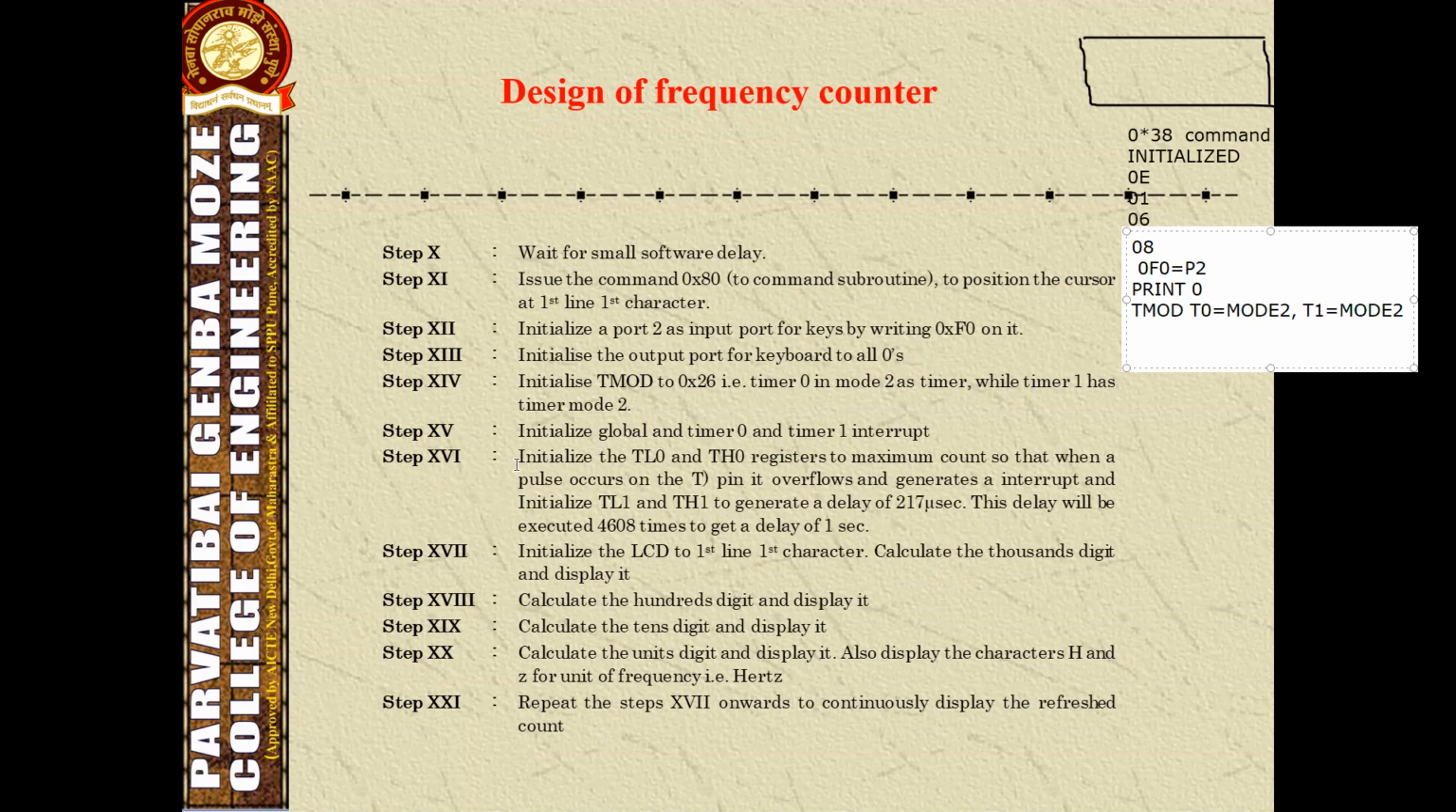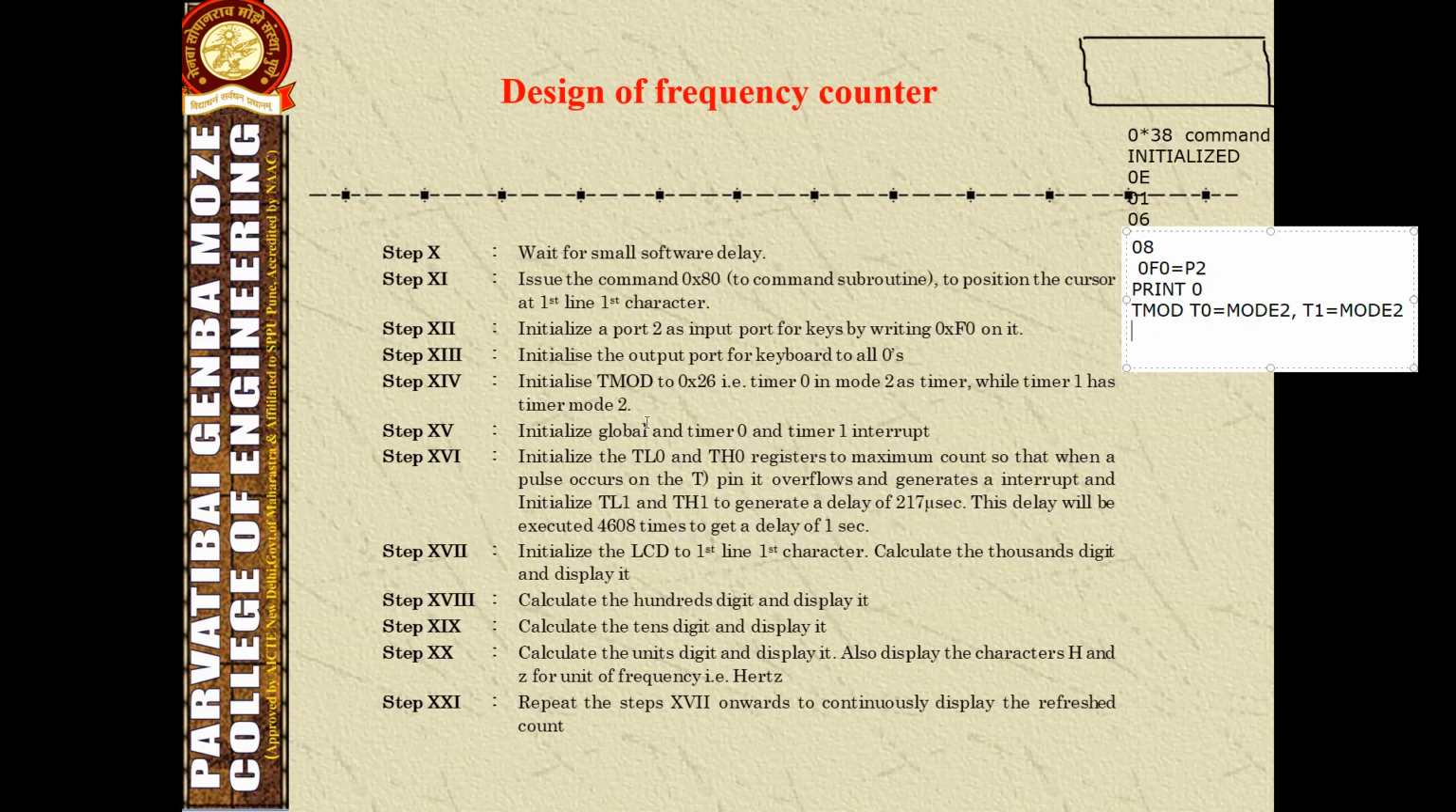Then again we have to initialize the TL0 and TH0 registers to the maximum count, so that when a pulse occurs on the T pin it overflows and generates an interrupt, and initialize TL1 and TH1 to generate a delay of this many microseconds. This delay will be executed 4608 times to get a delay of 1 second.